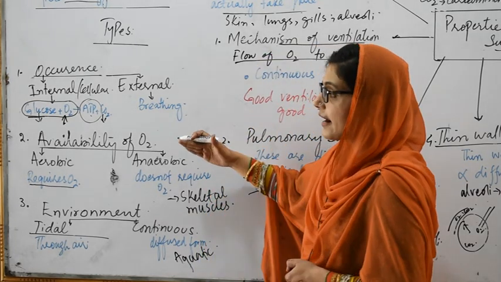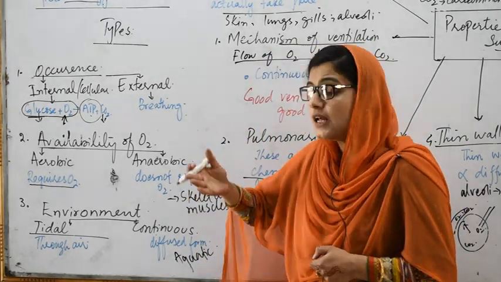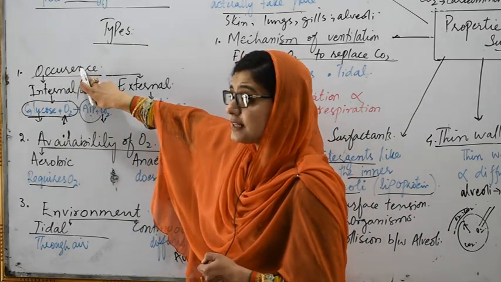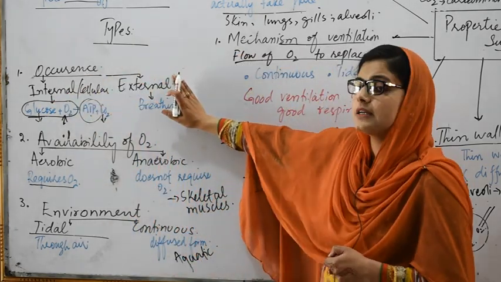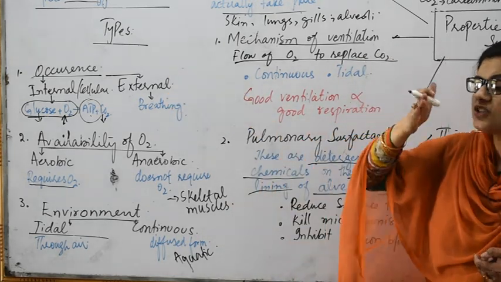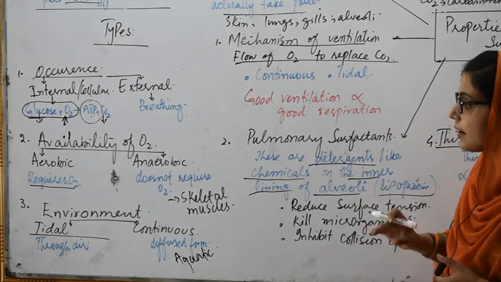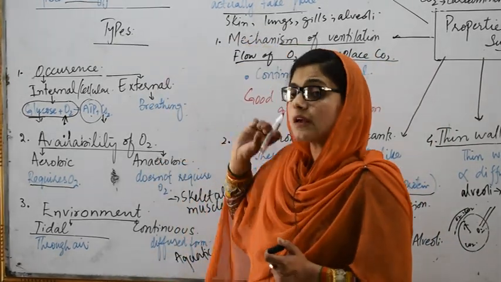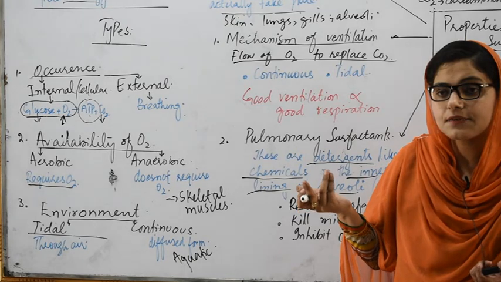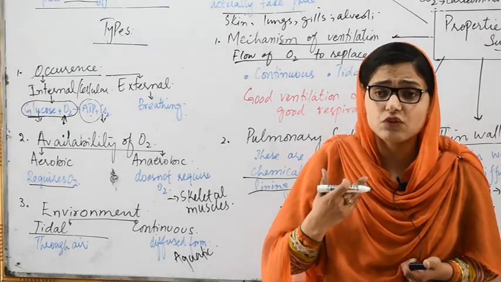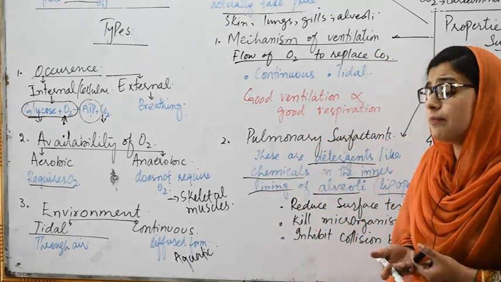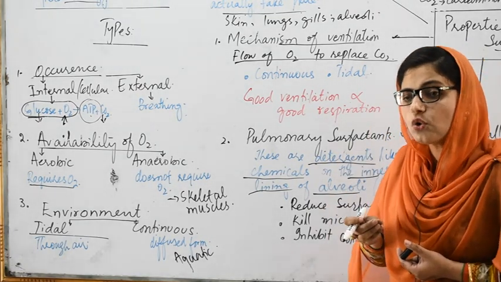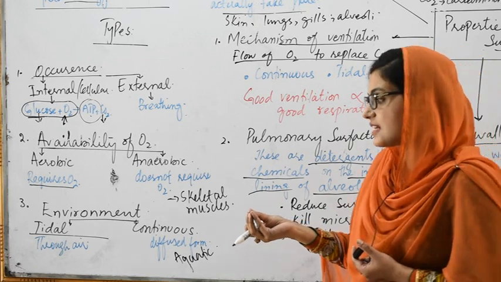Okay, so we have divided the respiration into internal or cellular based on occurrence in the body, and external or breathing, which is just the exchange of gases. Okay, then we have the types based on availability of oxygen. If the oxygen is available, as in the case of human beings, we are aerobes and we need to break down the glucose, and for that oxygen is needed.